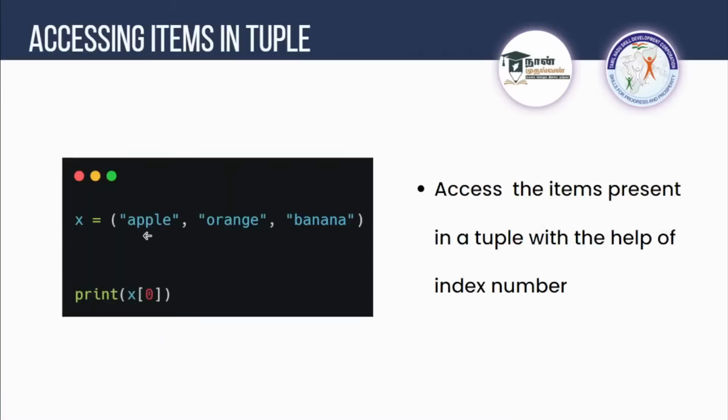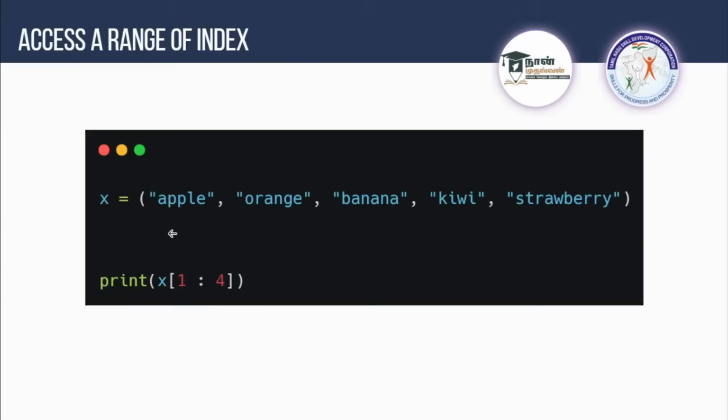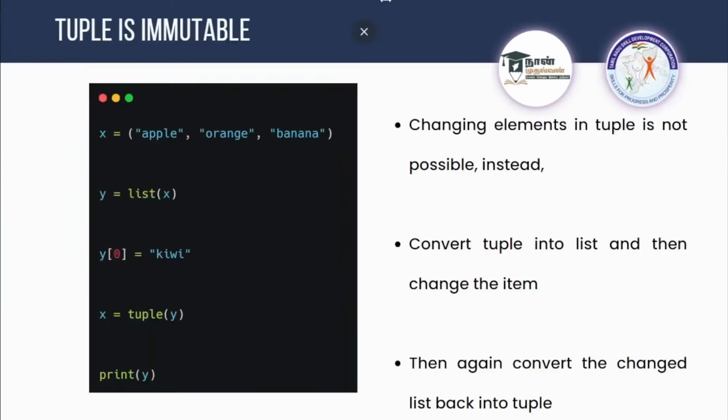And you can access it similarly to a list or a string. With the 0th index it is going to give you apple, with the first index it will be orange, and so on. You can also take it from a range, from this range to that range. It is simple and similar. So the tuple is immutable. Okay, I'll show you.